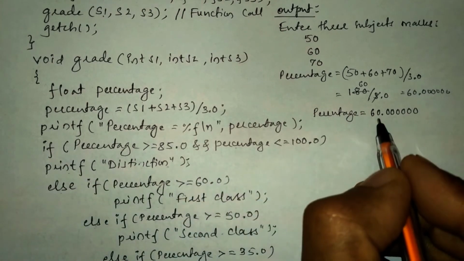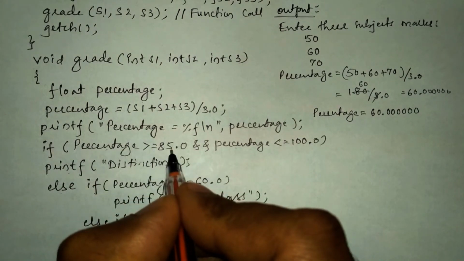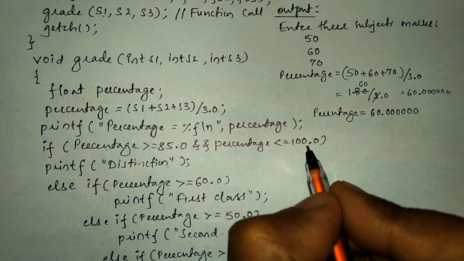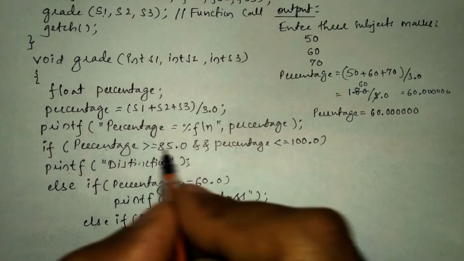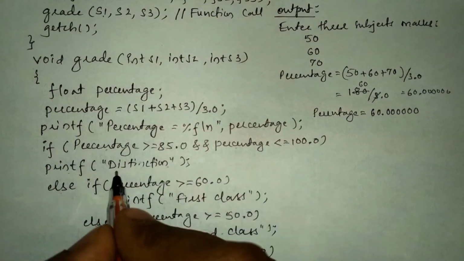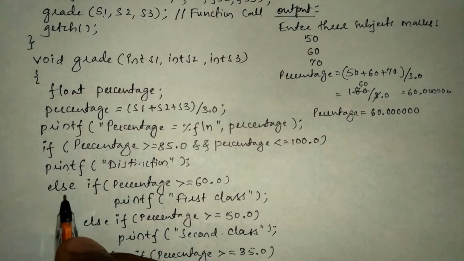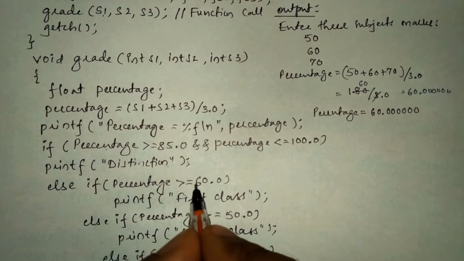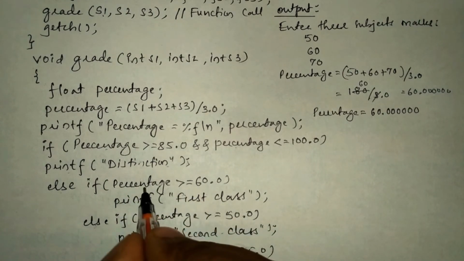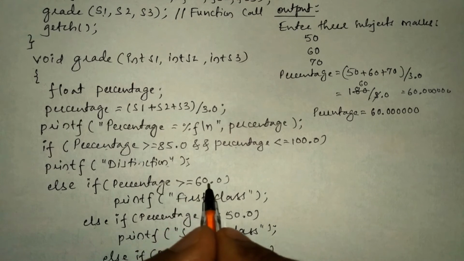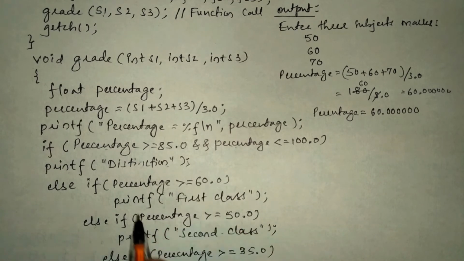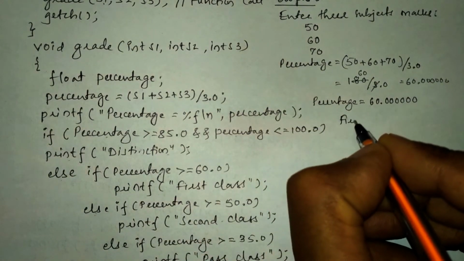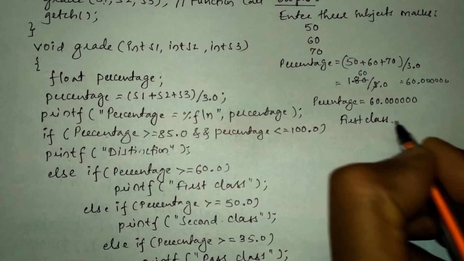If the percentage value is 60 is greater than or equal to 85, no, it is false. Is 60 is less than or equal to 100, yes, it is true. So false and true will become false, means this statement will not get executed. So it is going to check the next condition. Else if percentage is what, 60 is greater than or equal to 60, yes, it is equal to 60. So 60 is greater than or equal to 60, yes, it is true. If it is true, then printf first class will be printed. So here it is going to print first class.